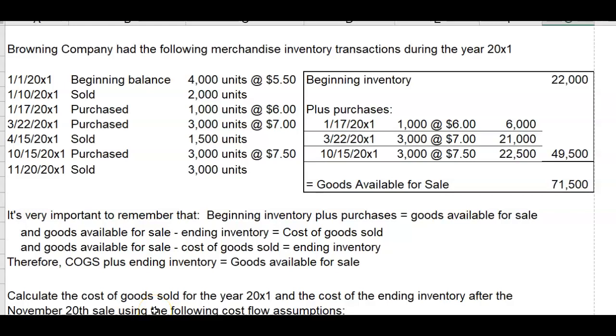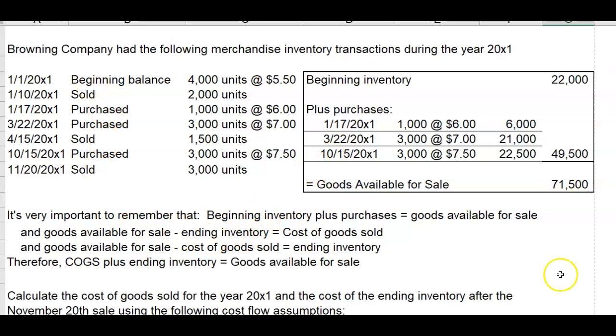Hi everybody, welcome back to our continuing discussion of inventory cost flow assumptions. In our last video we talked about FIFO. In this video we will apply LIFO to Browning's merchandise inventory transactions and calculate cost of goods sold under LIFO, and calculate ending inventory after each sale and at the end of the year under LIFO.